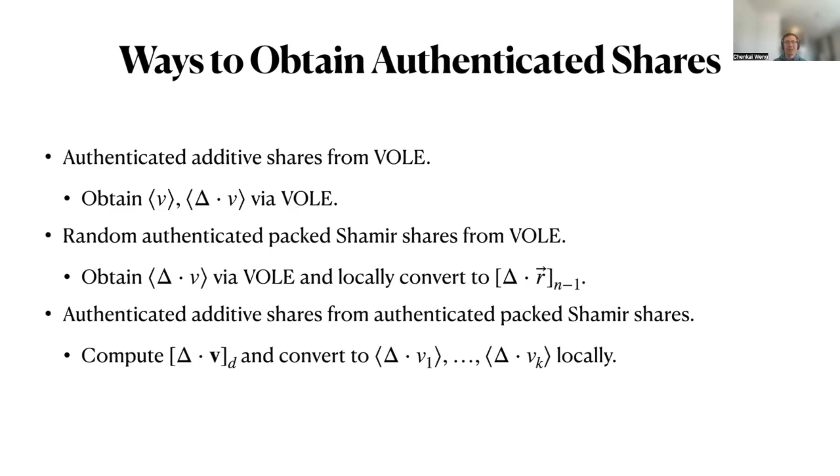And the third is to get authenticated additive shares from authenticated packed Shamir shares. This is done by first obtaining the authenticated packed shares of the secret vector V, and then locally converting them into additive shares of the authenticated version.